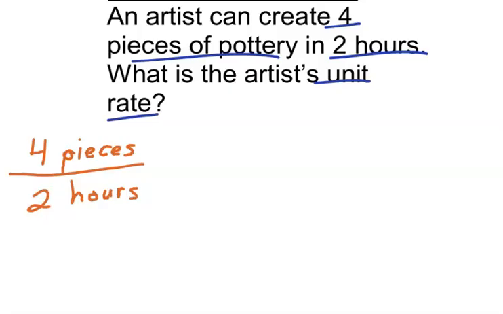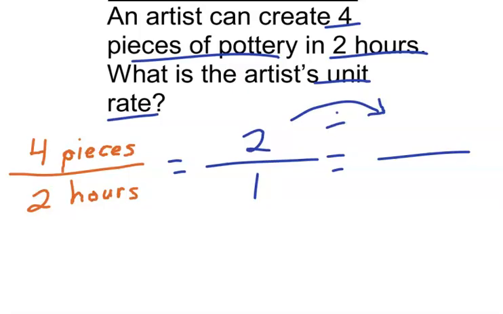Okay, but what if we were actually trying to get how long it takes per 1 piece of pottery, right? So if we were to go from 4 down to 1, or actually, let's just go ahead and say 2 and 1, all right? And then we wanted to get from 2 down to 1, so we have to divide by 2, right? 2 divided by 2 is 1. So for every 1 piece of pottery, we take 1 divided by 2. All right, so 1 divided by 2, or half of 1, is a half.